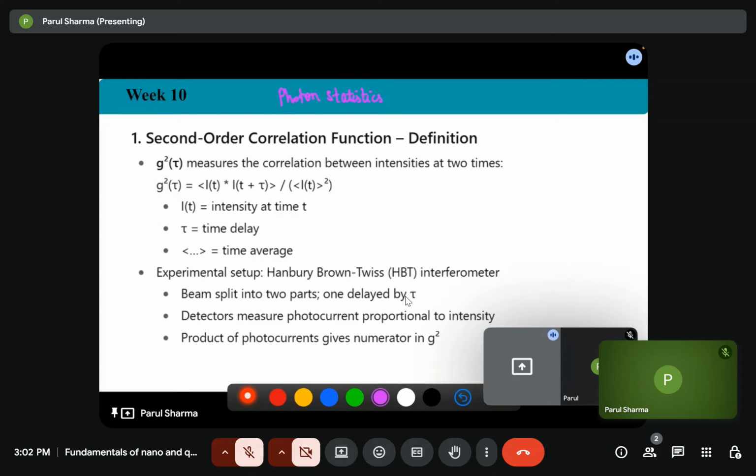So the second order correlation function, that is G2, is defined as the expectation value of the product of the intensity at time t and at time t plus tau, divided by the product of the individual expectation values.